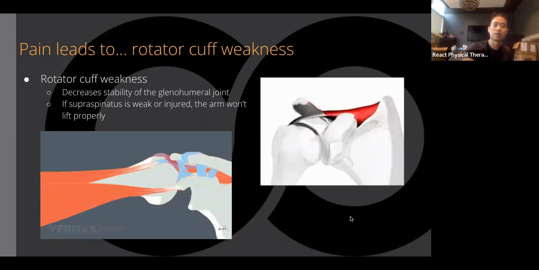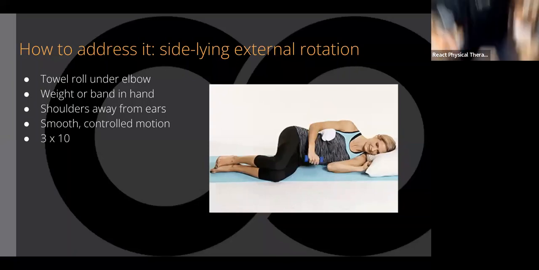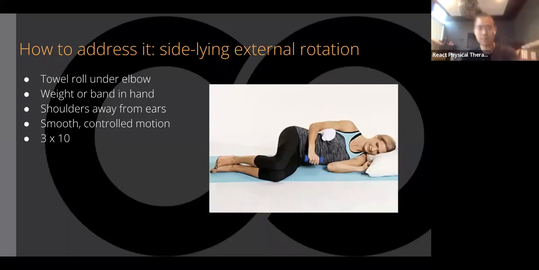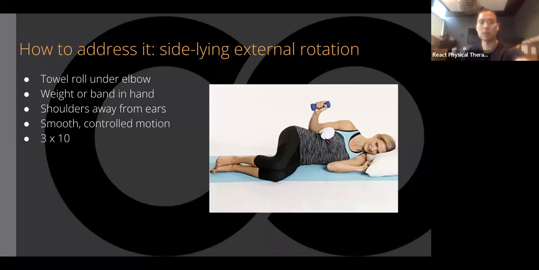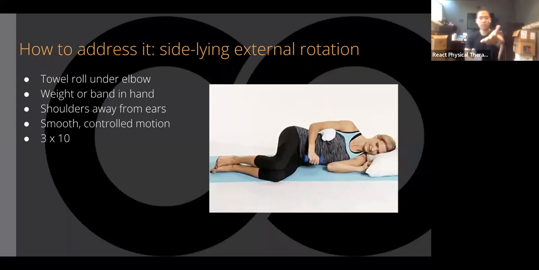Okay. So how can we address rotator cuff weakness? This is a classic, right? Side lying external rotation of the shoulder, right? So I've got my towel, I rolled it up, okay? And you want that under your elbow. And then you've got a dumbbell. You're gonna hold that in your hand when you're lying down. So I mean, this woman on the PowerPoint is demonstrating it perfectly.